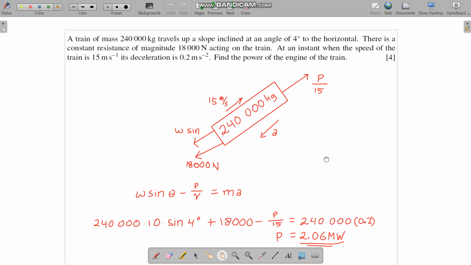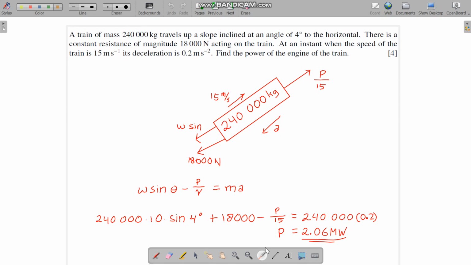Next question, we have another inclined plane. We have the mass, constant velocity. Actually, we have acceleration, so not constant velocity, it is decelerated. We have deceleration 0.2, so the W sine and 1800 must in total be bigger than this engine force, which is the power divided by the velocity. So the force in the same direction as acceleration is positive, W sine plus 1800.